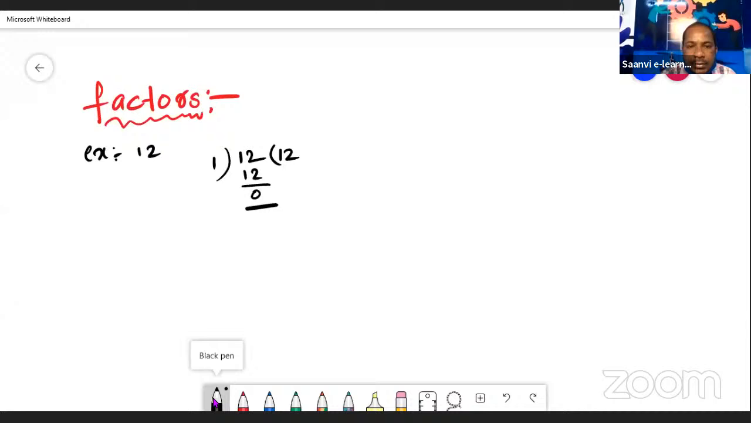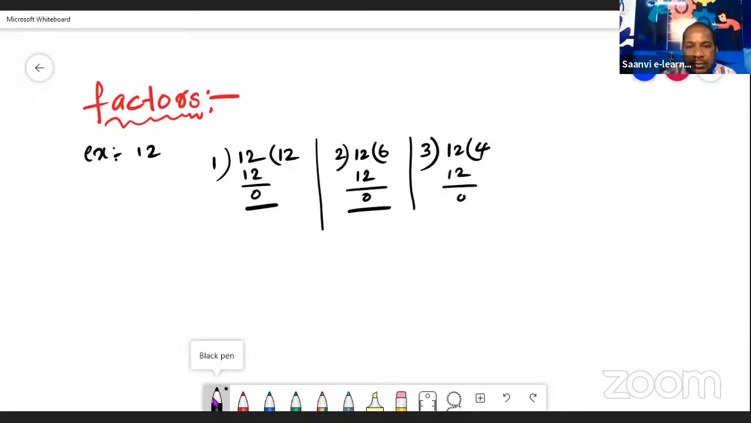Now the same number, 12, you divide by 2. When we divide by 2, 2 6s are 12. So the number 2 also divided the number 12 exactly. Exactly dividing means the remainder should be 0. Right? Now divide the same number 12 by 3. 3 4s are 12. So 3 also divided the number 12 exactly.